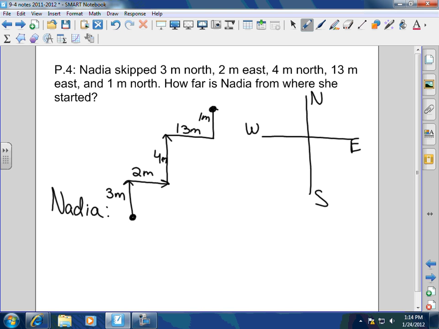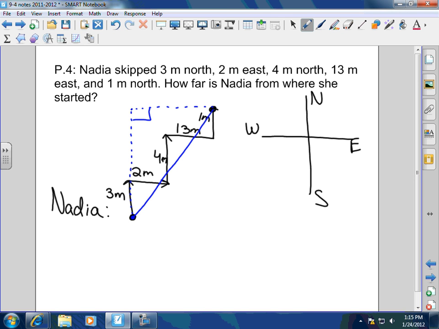Now, I want to find the distance. Now, I know that some of you may be tempted to say, well, just add 3 plus 2 plus 4 plus 13 plus 1. That will not be the distance from that point to that. What do you think we have to do here? Auxiliary line? Yes. When I draw an auxiliary line from here to here, yes. Then I come up and I create a right triangle.